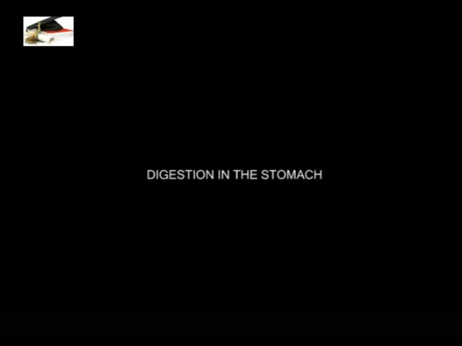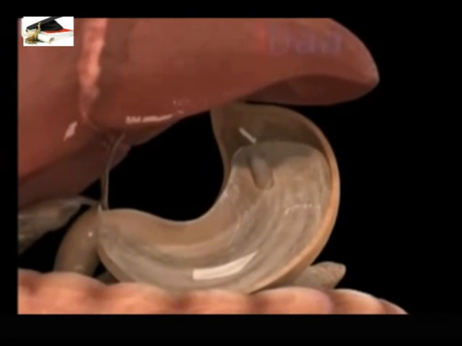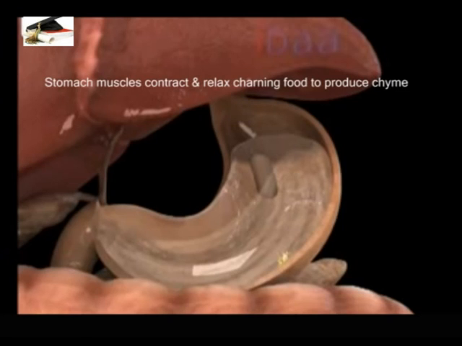Digestion in the stomach. The bolus enters the stomach through a muscular valve known as the cardiac sphincter. The stomach wall is made up of thick circular muscle and longitudinal muscle layers. These muscles contract and relax, producing movements that mix the content of the stomach. The mixing is known as churning and results in the formation of a fluid called chyme.